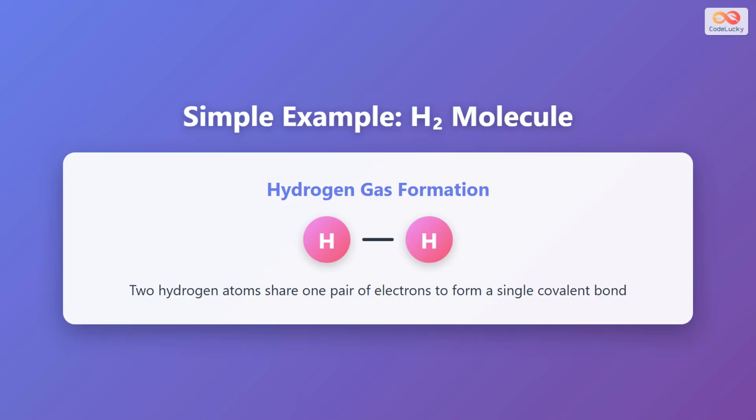Let's look at the simplest example of covalent bonding: the hydrogen molecule, H2. Each hydrogen atom has one electron and needs one more to achieve a stable configuration like helium. When two hydrogen atoms come together, they share their electrons, forming one shared pair. This creates a single covalent bond between the two hydrogen atoms, producing a stable hydrogen molecule. This sharing satisfies both atoms' need for stability.